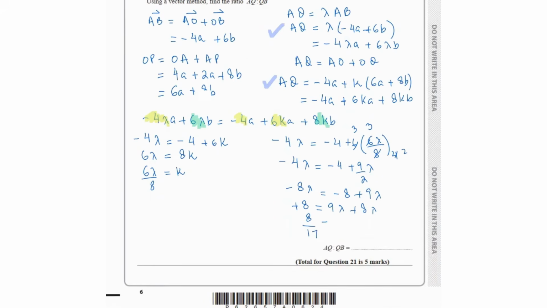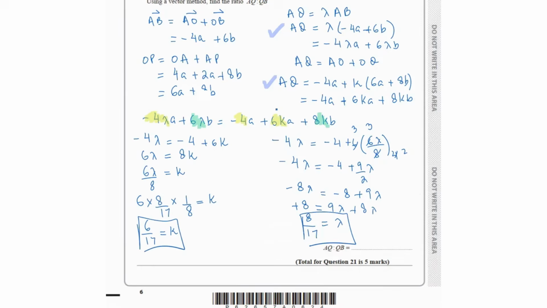Eight over 17 is lambda. So k is going to be 6 times 8 over 17 times 1 over 8. That is 6 over 17. That is k.